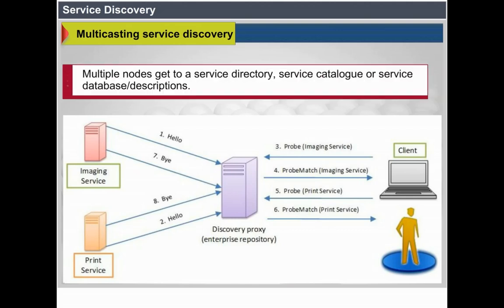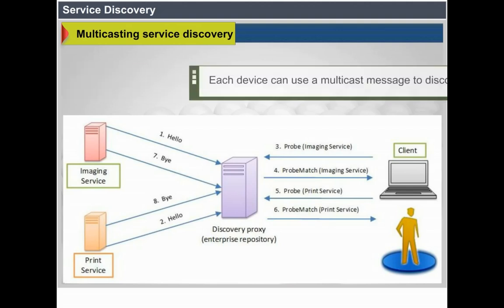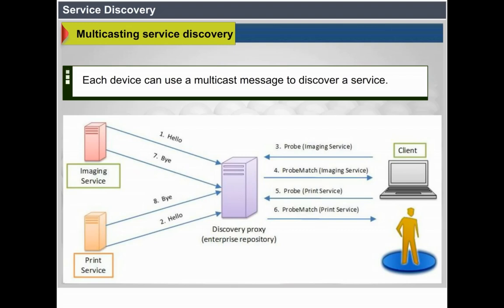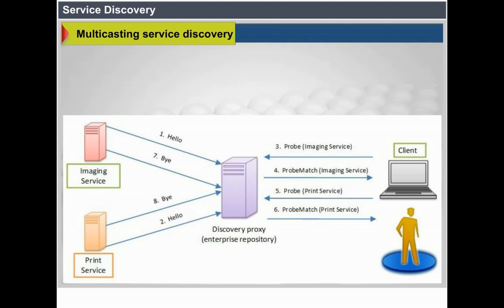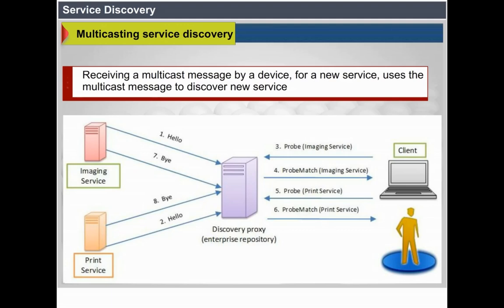Multiple nodes get to a service directory, service catalog, or service database descriptions. Each device can use a multicast message to discover a service. Multicast permits dynamic service discovery. A device receiving a multicast message for a new service uses it to discover that new service.